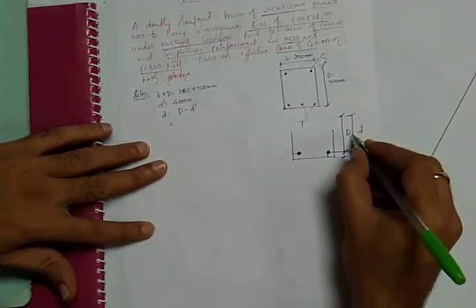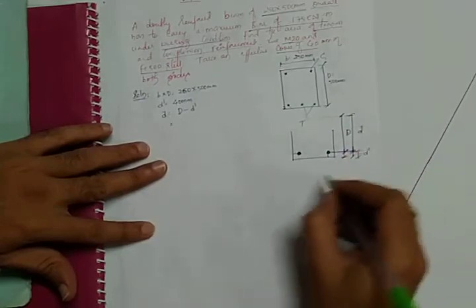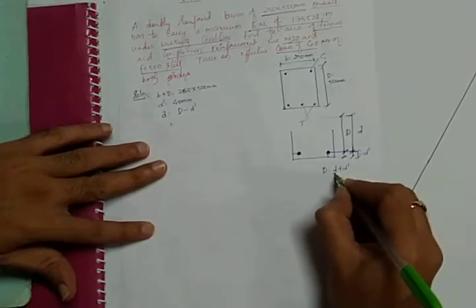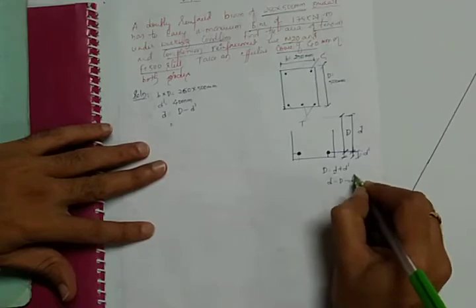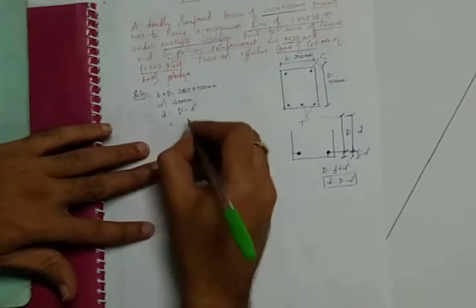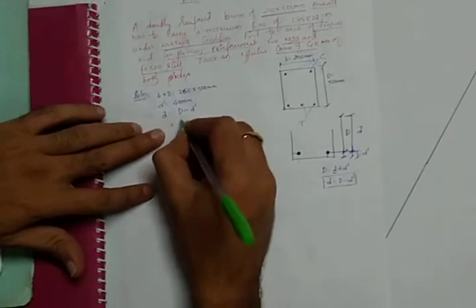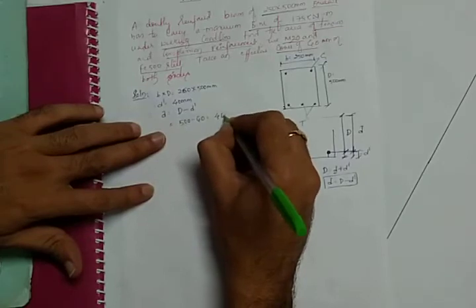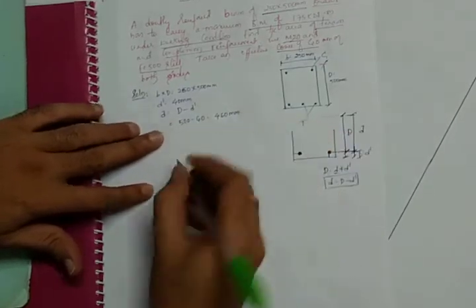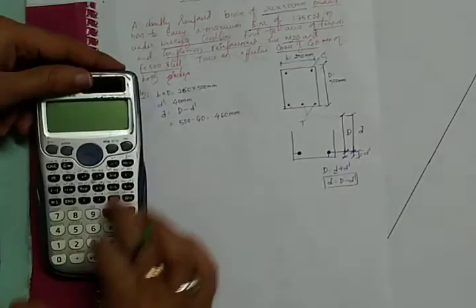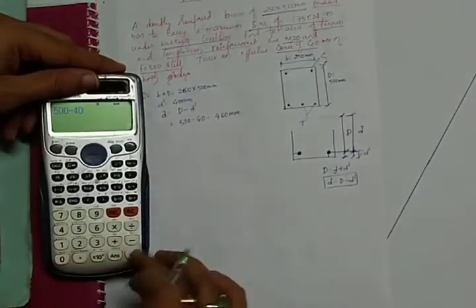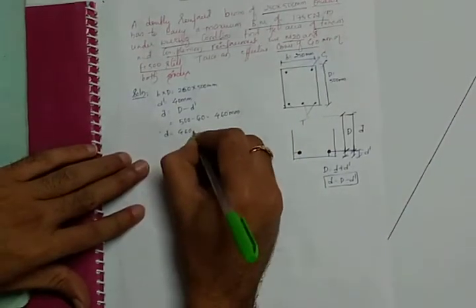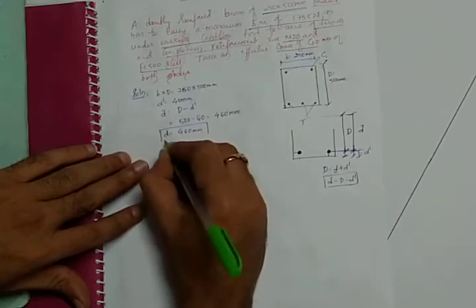So the relationship between capital D, small d and d dash is capital D is equal to d plus d dash. If you want to calculate small d, then it will be capital D minus d dash. This is the formula we will use. So here we have written directly 500 minus 40, nothing but 460 mm. Otherwise you can use the calculator and calculate it. 500 minus 40 comes to 460. This is the required value. I will write the unit and mark this.